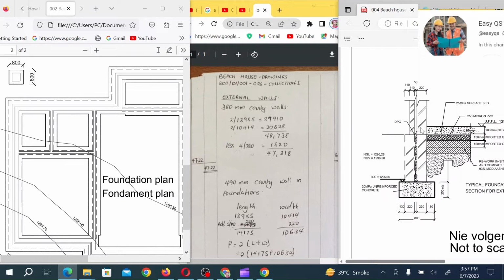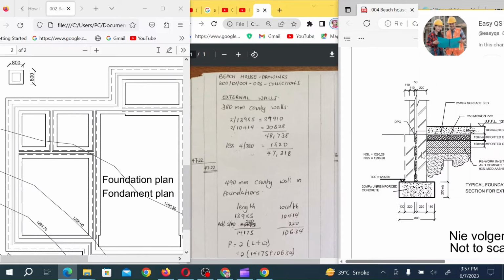The cavity wall has an internal wall of 220 millimeters thick. Then we have a cavity of 50 millimeters thick. Then we have an external wall of 110 millimeters thick. Now this one is above the ground. Above the ground, we're going to see this wall. Below the ground, what is there?